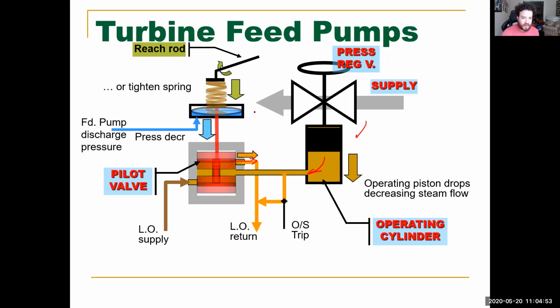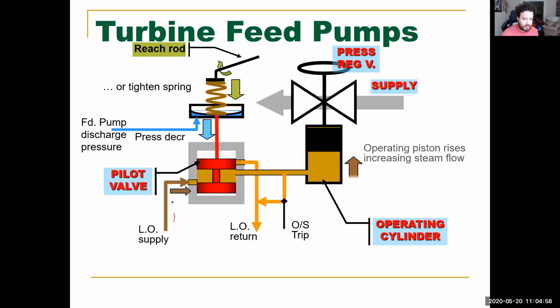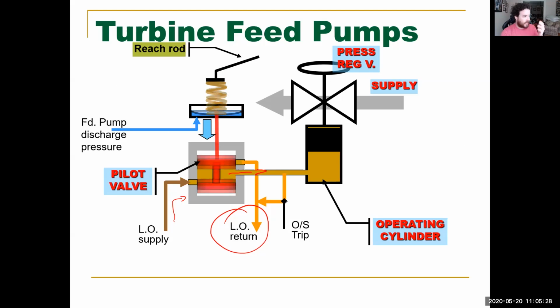All right. So as that happens, we now have lube oil supply now being added to it. And look, so now it's no longer going to the lube oil return. It's filling up the operating piston. And our supply is going to increase, and thus it's going to increase the steam going into the turbine. And now we're going to have a higher pressure because it's going to be going at a higher RPM. And that just keeps happening.